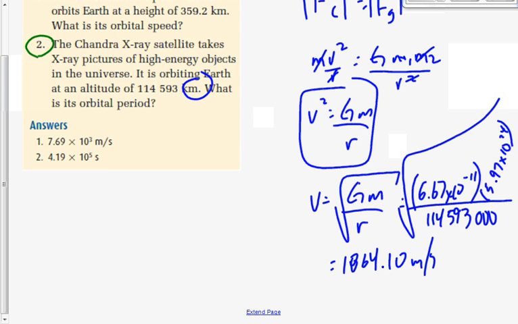Now, the reason I don't want to round that to 2 digits, Austin, Garrett, you had the right number, right? But it's not a final answer, so we don't want to round it to a couple digits until it's a final answer. Keep it to 4 or 5 digits there. All right, so that's my speed, 1,864.10 meters per second.